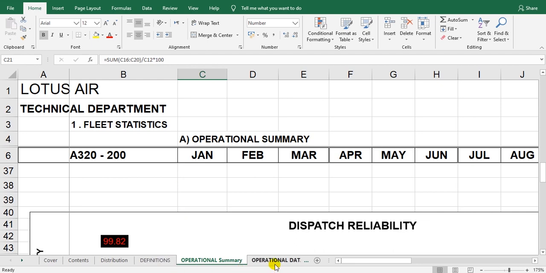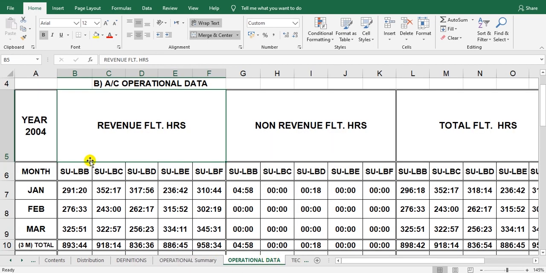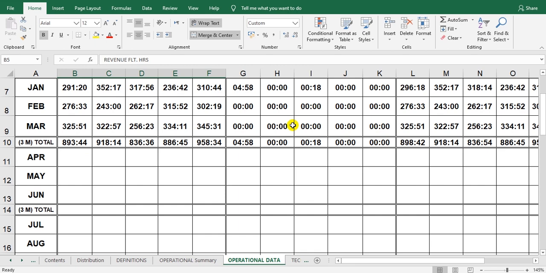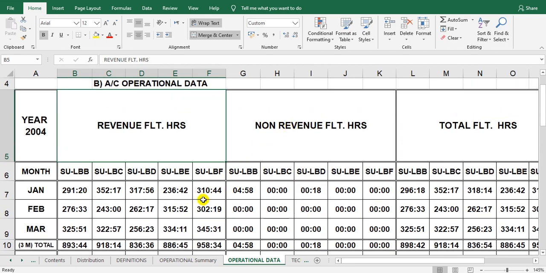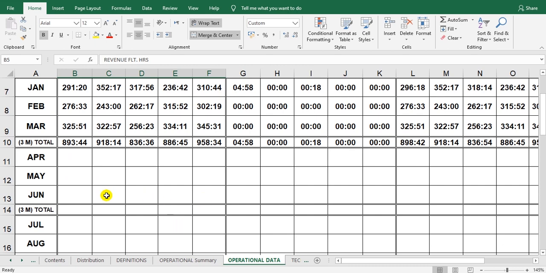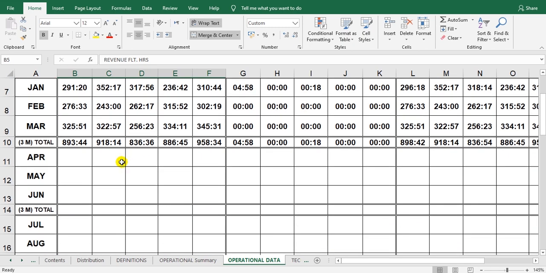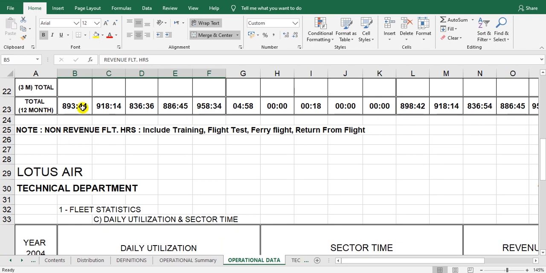Okay. If we go to another page, here, revenue flight per each aircraft. This is the registration of the first aircraft, second, third, fourth, fifth. Okay. Here, fleet statistics, aircraft operational data. This is the revenue, and this is non-revenue, and this is the total. Okay. All this data comes from the technical records section or technical record department here. It will be January, February, March.